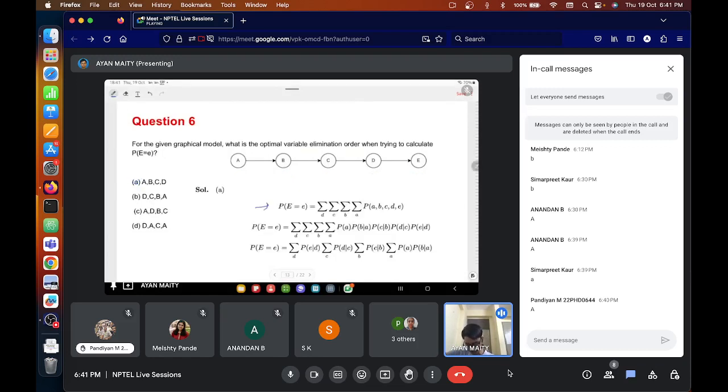So this is the overall mathematical reason for that. We have to sum this joint distribution over all the values of A, B, C, D, because we want to eliminate all these four variables. We don't want to eliminate E because this is what we want to calculate. So first we will eliminate A and then eliminate B, then C, then D. So this is the optimal elimination order. Then we will finally get the probability of E.